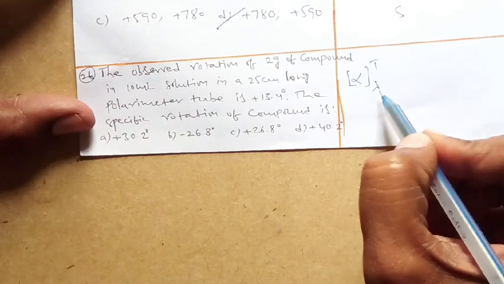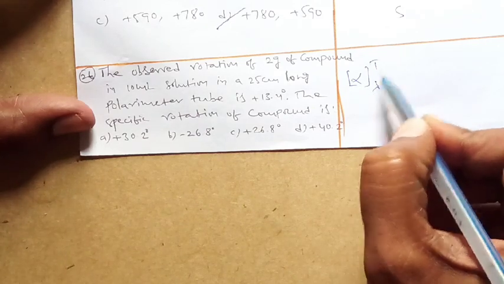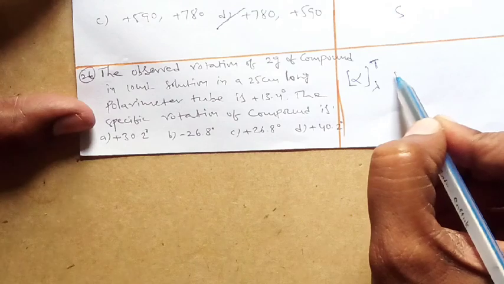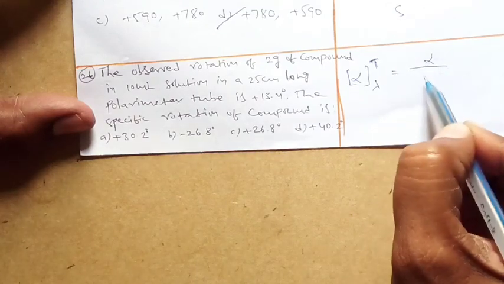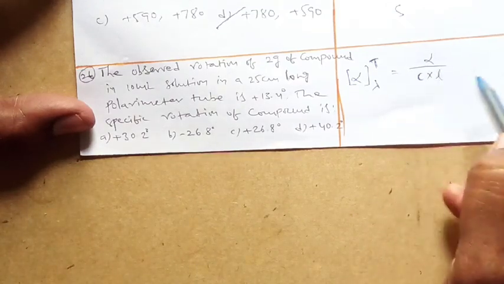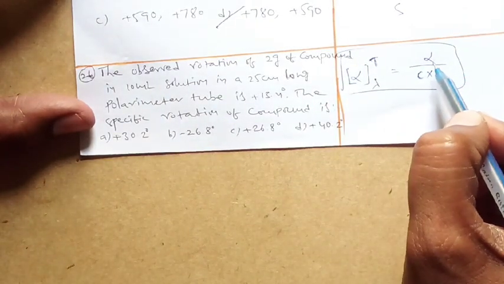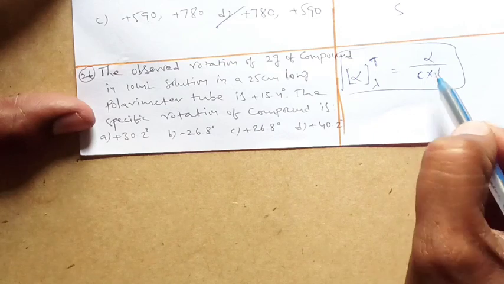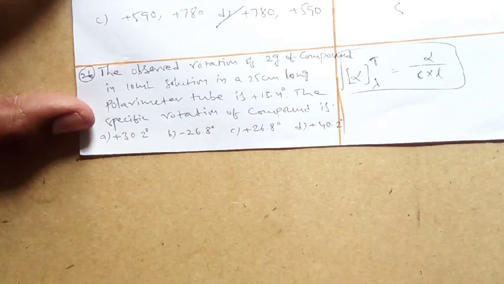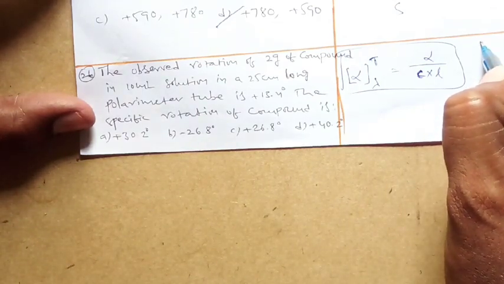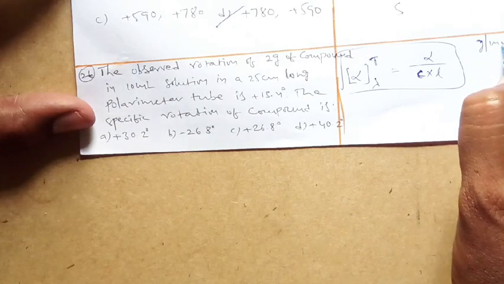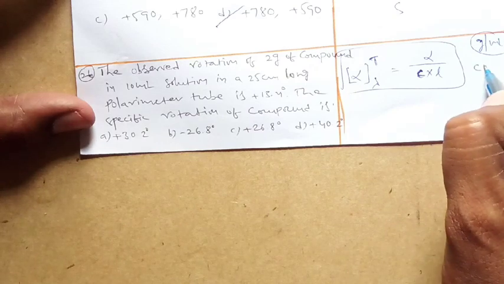Alpha lambda, which depends on the wavelength of light and the temperature at which we are working, equals alpha by C into L. This is the formula. Is it clear? Alpha is the observed value already given, plus 13.4. C is the concentration, which must be taken in terms of gram per milliliter. So first identify the concentration.